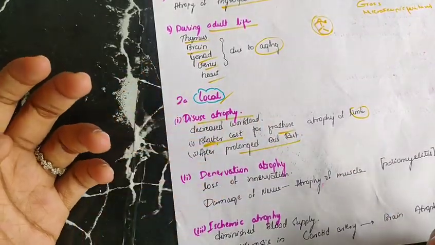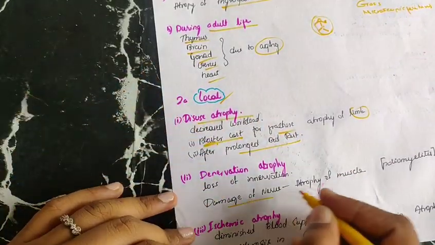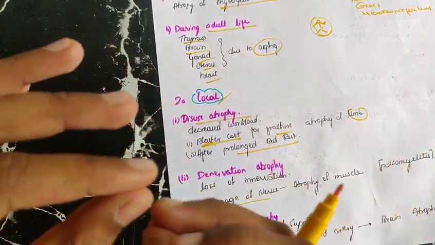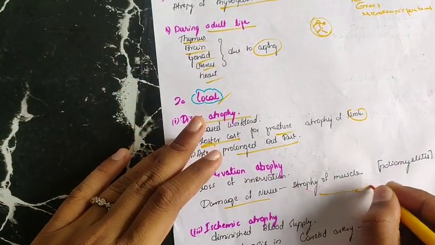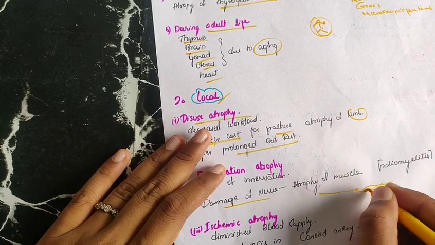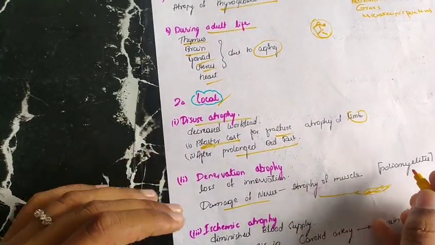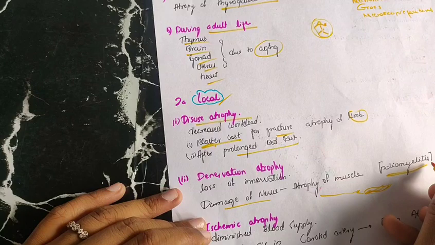And denervation atrophy: because of damage to the nerve, there will be atrophy in the muscle. The nerve supplies a muscle, and when it is damaged, this muscle gets atrophied. This is known as denervation atrophy. You can see this in poliomyelitis.